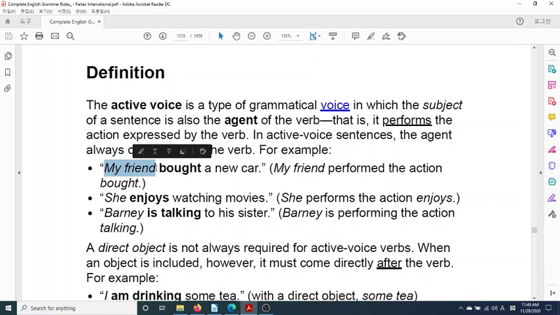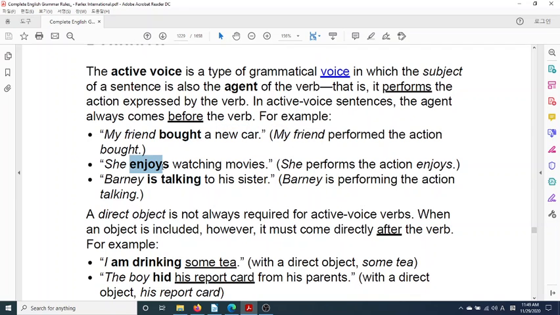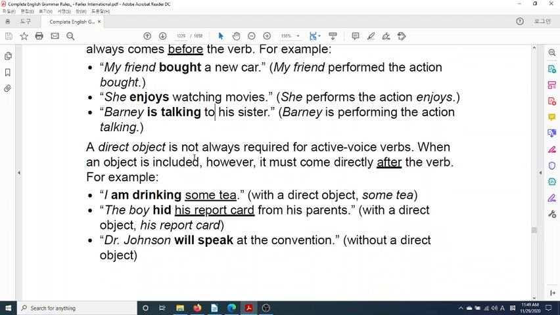My friend bought a new car. So subject, verb, object. Pretty straightforward. She enjoys watching movies. Subject, verb, object. Pretty straightforward. Barney is talking to his sister. Subject, verb, object. Now note, a direct object is not always required for active voice verbs.